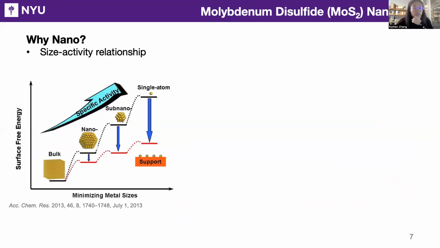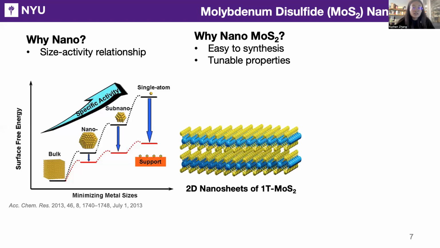We are particularly interested in the nanoscale because of the size-activity relationship. In this figure, we can see bulk materials can be turned into nanoscale and, in the extreme case, a single atom metal. We can see that by decreasing the size of a material, surface free energy increases, and specific activity for catalytic purposes increases as well with support.